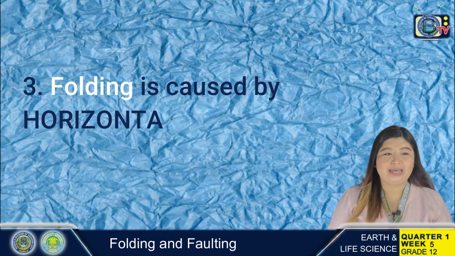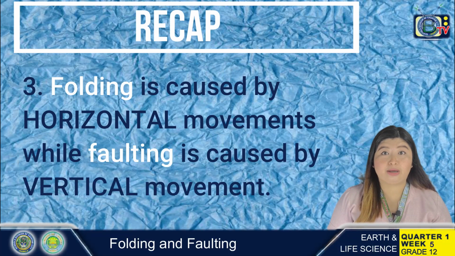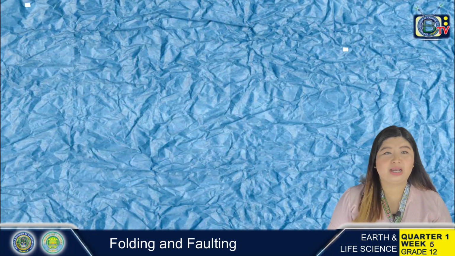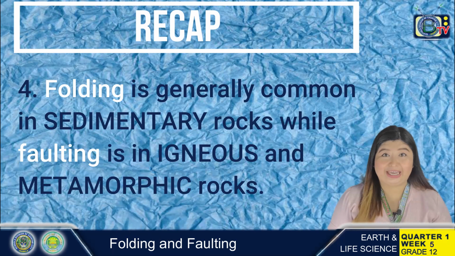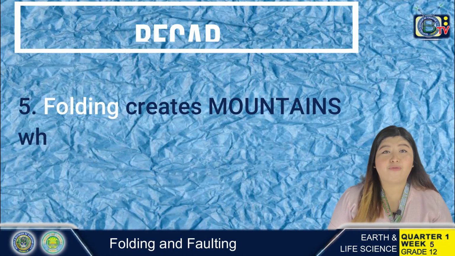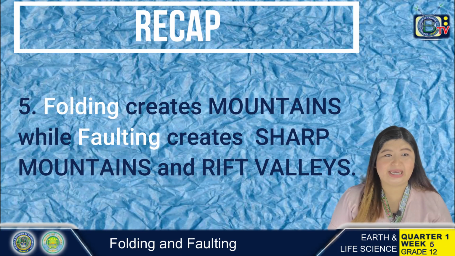Number 3, folding is caused by horizontal movements, while faulting is caused by vertical movement. Number 4, folding is generally common in sedimentary rocks, while faulting is in igneous and metamorphic rocks. And number 5, folding creates mountains, while faulting creates mountains and rift valleys.